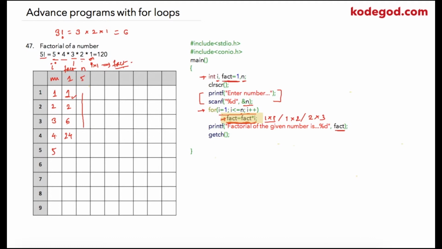And in the fifth iteration fact will be 24 multiplied by 5 which will be 120, and after that the value of i will become 6 and the condition will be checked as 6 less than or equal to 5, which is a false condition, hence the for loop will not be executed. And in the next line we are just going to print "factorial of given number is %d", and we are printing the value of fact. So fact will be replaced over here, so the output will be: factorial of the given number is 120, and after that your program will be completed.